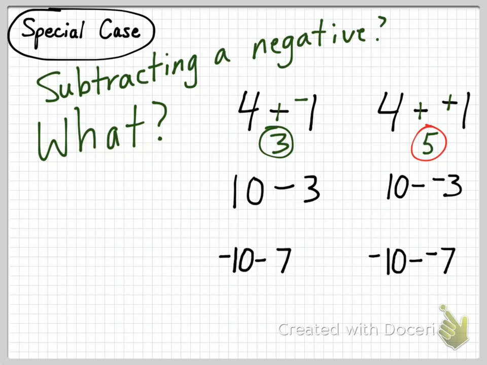Okay, let's try this one. 10 minus 3. 10 plus a -3 would be 7. Okay. And then pause the video if you want to try this one on your own. 10 minus a -3. 10 plus +3 is 13.